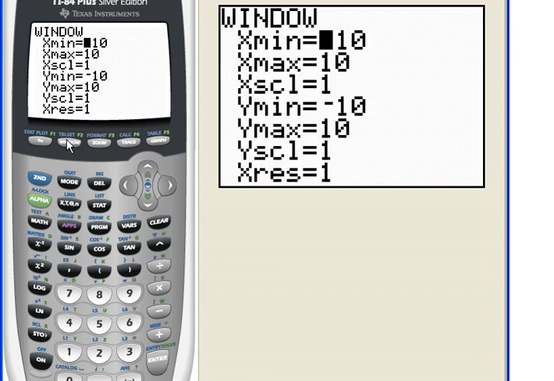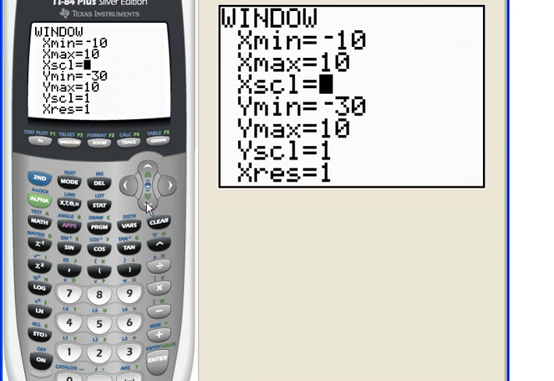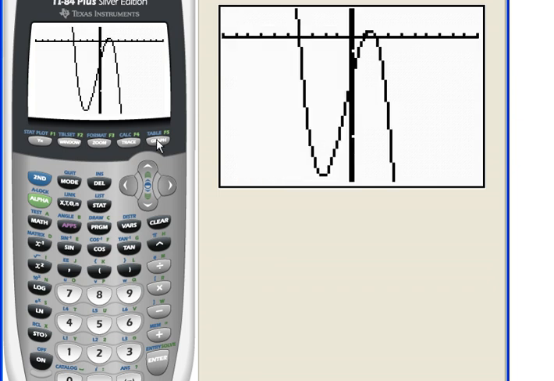So I'm going to go to Window and change my y minimum so I can see more in the down direction. I change it to -30. I'm just guessing. That's not far enough, is it? We still need to go down. Let's try -50. There we go. We can see the minimum. We can see the maximum.